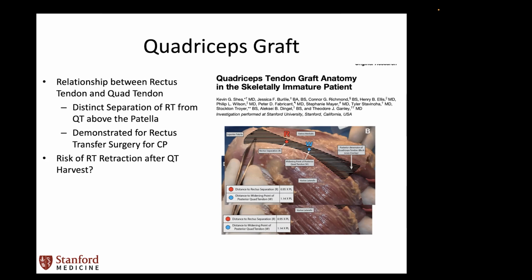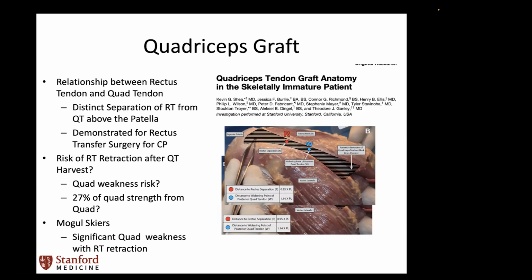One of the concerns I had when we first started doing quad tendons about 15 years ago is, was there a risk of rectus tendon retraction after quadriceps tendon harvest, because you're potentially releasing that rectus tendon with your harvest? We do know that quad weakness is one of the biggest concerns after ACL reconstruction. And from the pediatric world, we know that the rectus tendon probably offers up to 27%, or a quarter, of the strength of the quad. So if you release the quad or recess the quad, you might end up with a weak leg.